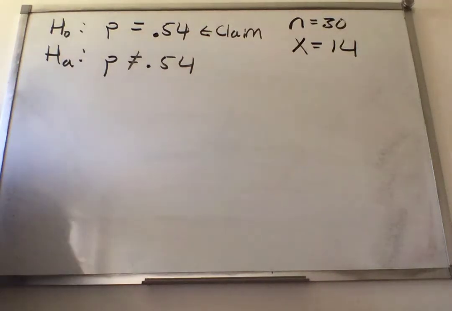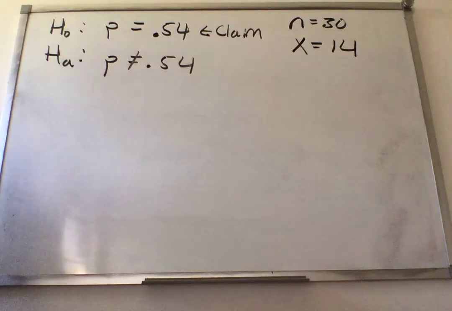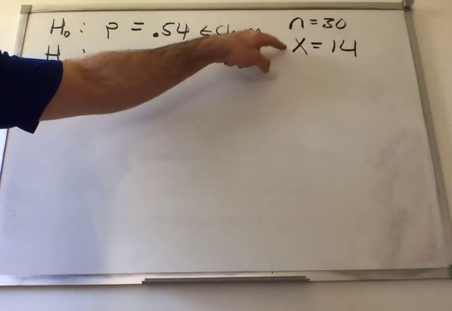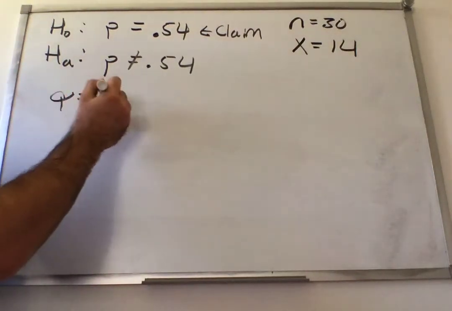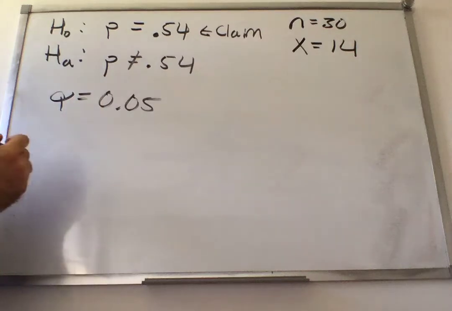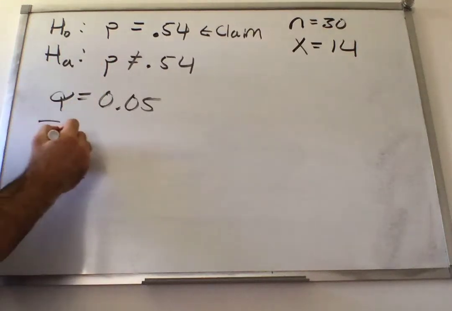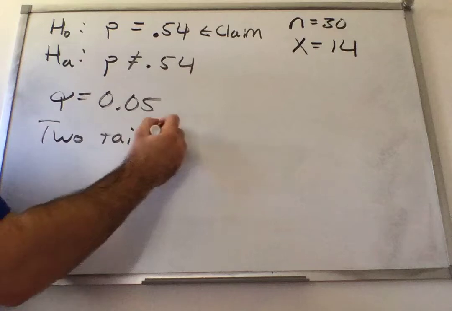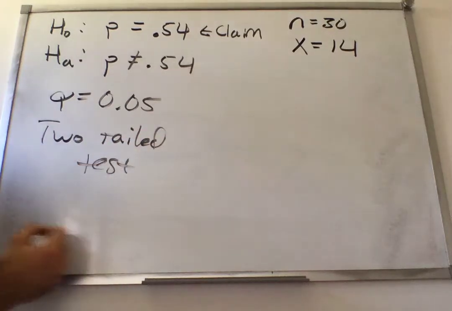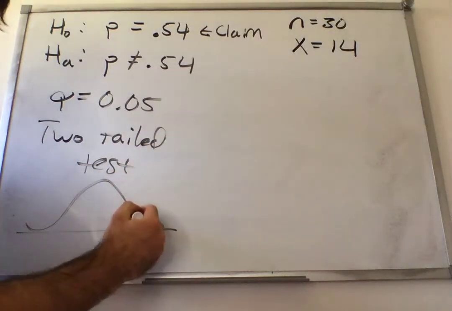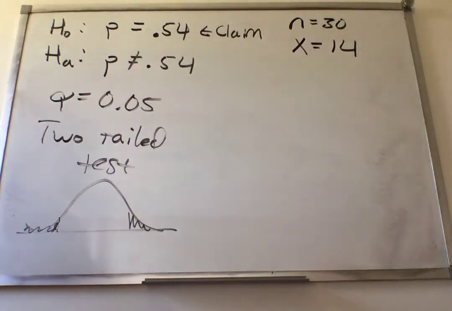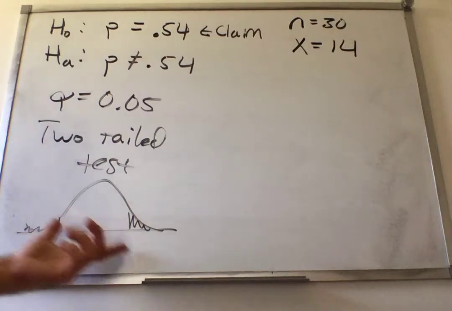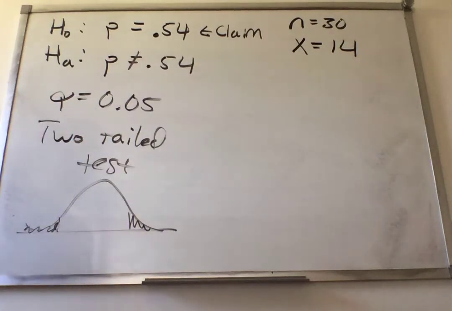Now, we need to come up with p hat. We actually don't need to come up with p hat because the calculator wants us to enter it in as x and n. So first let's find our alpha. Alpha, they told us, is 0.05. And since it's a not equal to sign, this is a two-tailed test. So that means if we were to draw this, what we're doing is finding the area in these two tails right there. And then we need to see, is our p-value less than our alpha value?